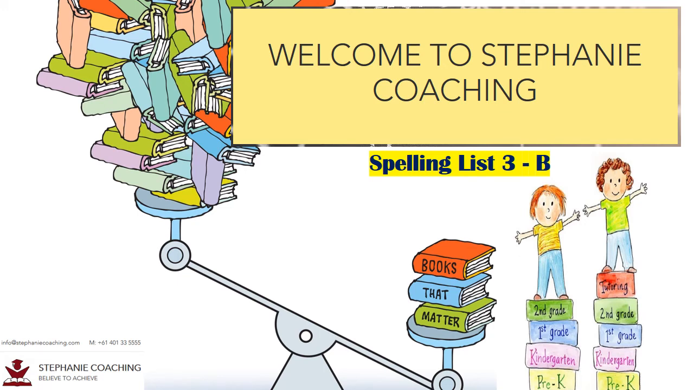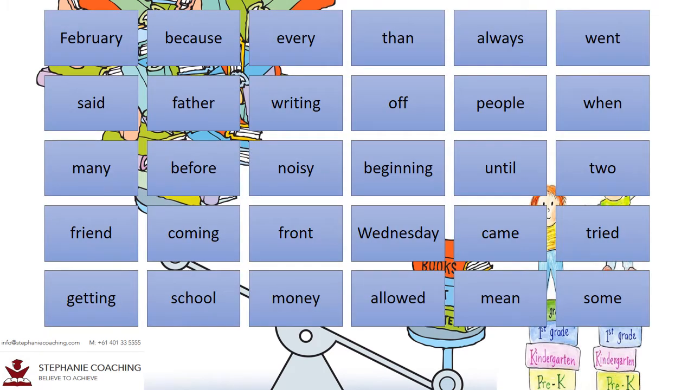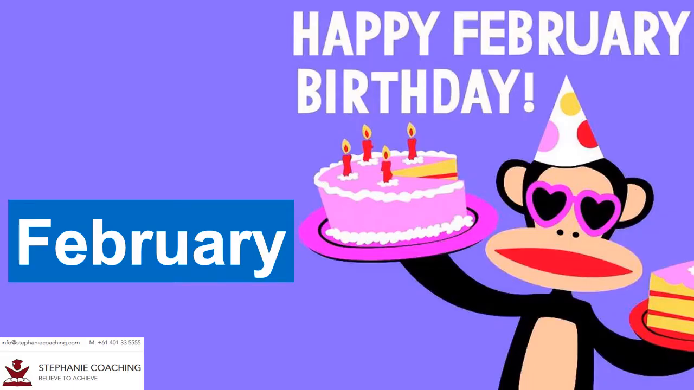This week, we are focusing on words that students often misspell in writing. Word number 1 is February. February is the second month of the year. For example, both William and Ben's birthdays are in February. This word has a tricky spelling.